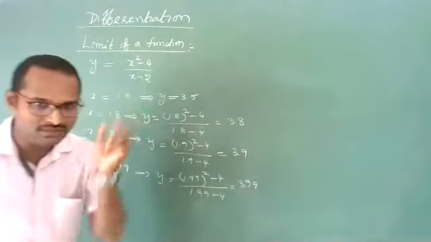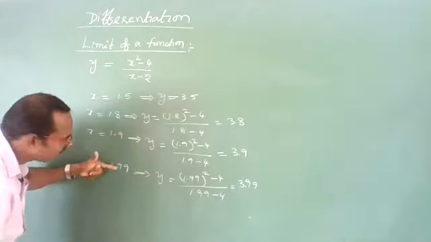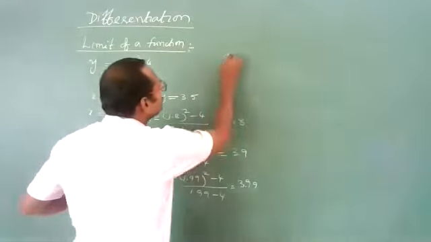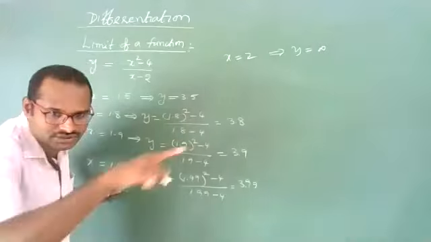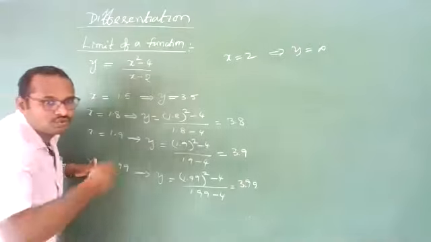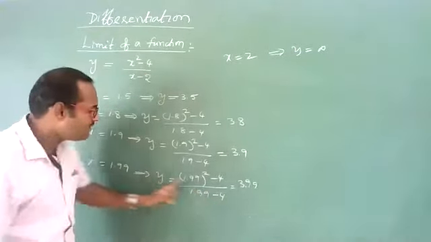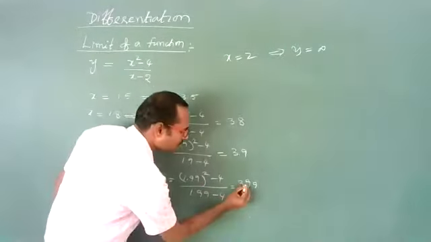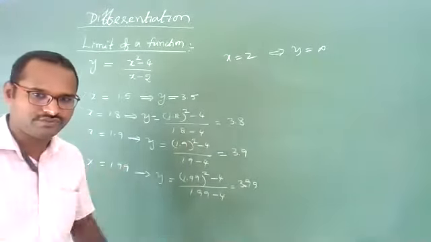Now you see one thing here. As the x value is approaching 2, exactly at x equal to 2, you are getting the y value as infinity. Yes or no? Just now we calculated. But when the x value is approaching 2, becoming near to 2, the y value is going to approach 4. Did you get the point I am trying to explain?